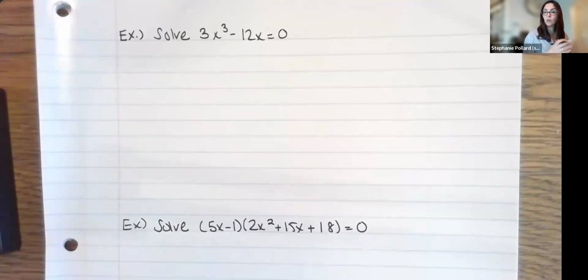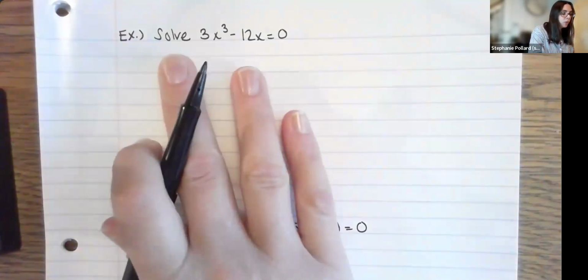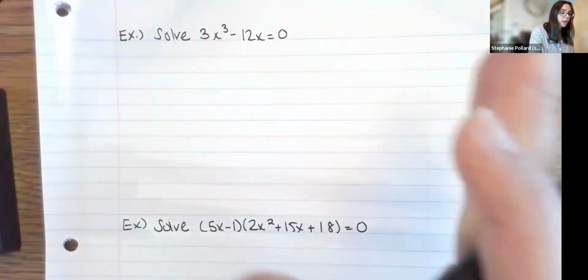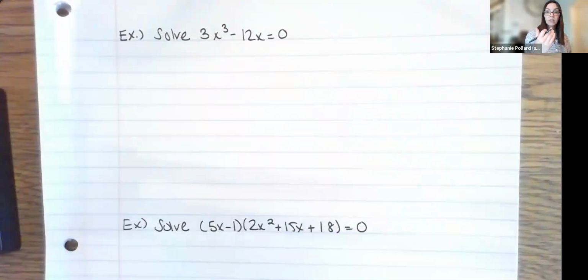So I just want to do a few examples in this video and show you how you can use this strategy for other examples too. So here I have a polynomial, solve 3x cubed minus 12x equals 0. So it's not a quadratic because our power is 3, right? So it's higher than just a square, but I'm going to be able to factor this.